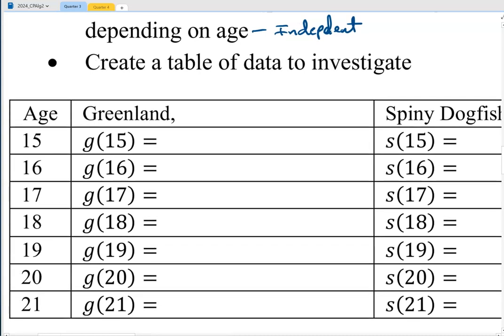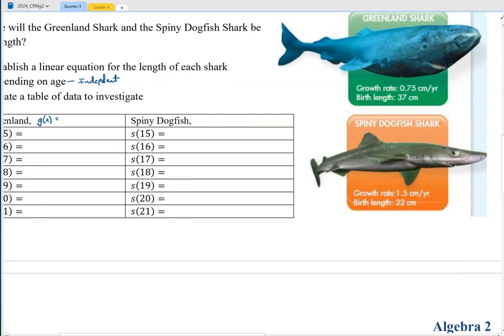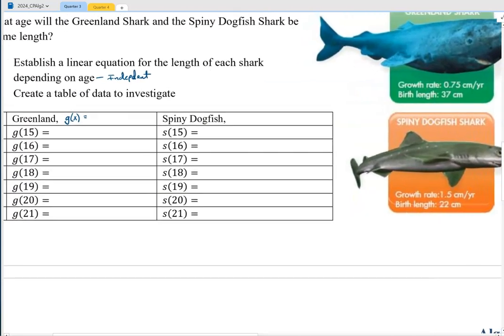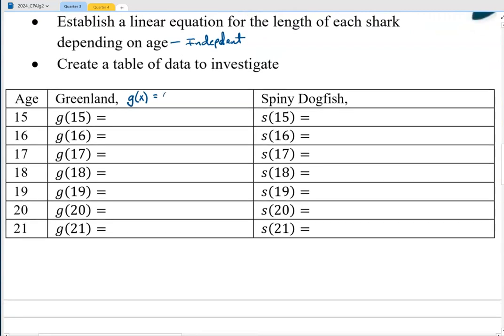Now you may also recognize, based on the parts of the table that are already completed, I'm going to go ahead and use function notation for this. So instead of y equals something, I'm going to write g of x. And this is my way of saying that the Greenland shark, its length can be computed based on some input x value. So the Greenland shark's length is going to be equal to, well, we're starting with 37 centimeters at birth plus 0.75 centimeters per year of age.